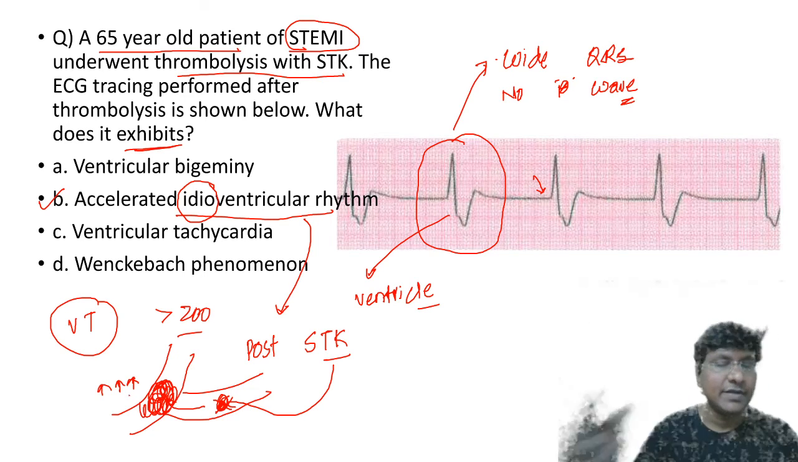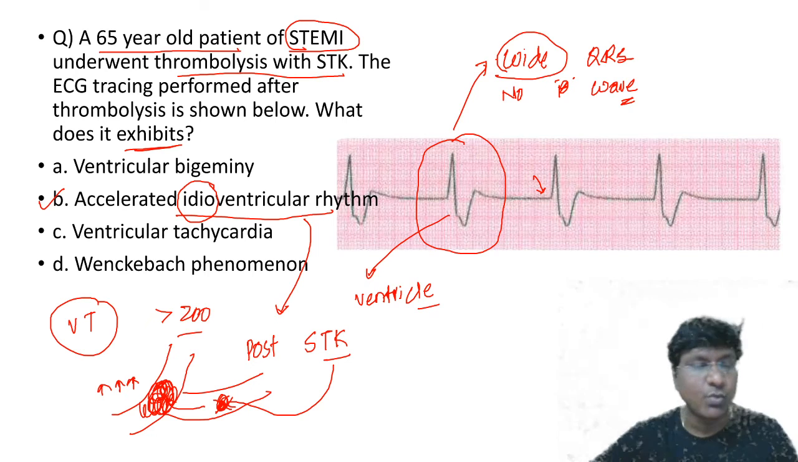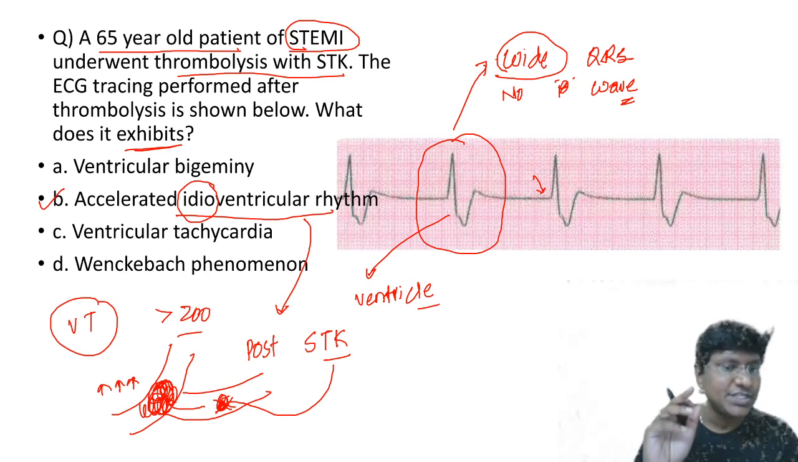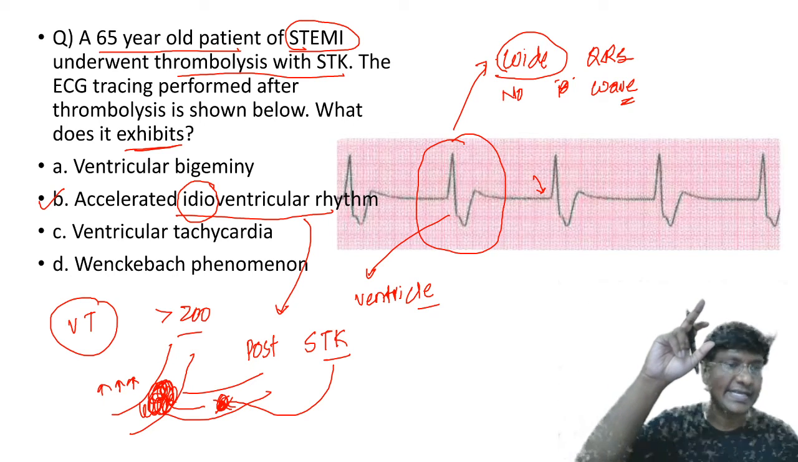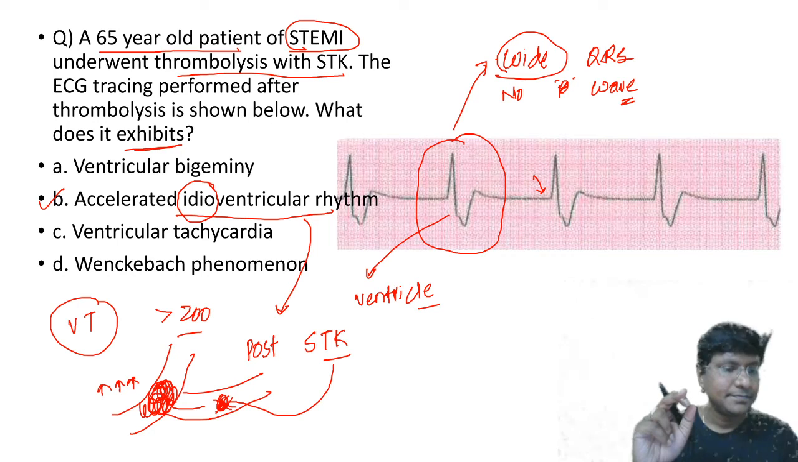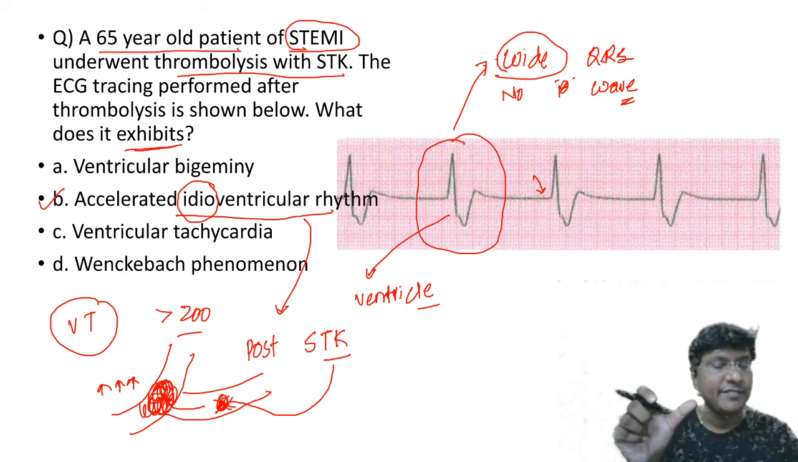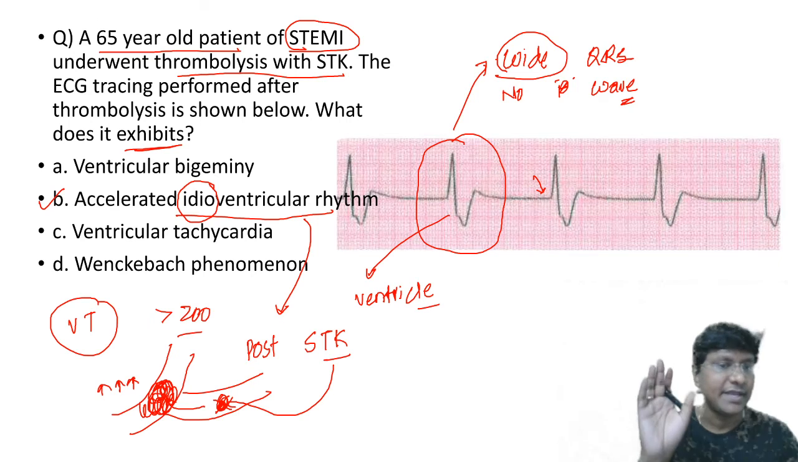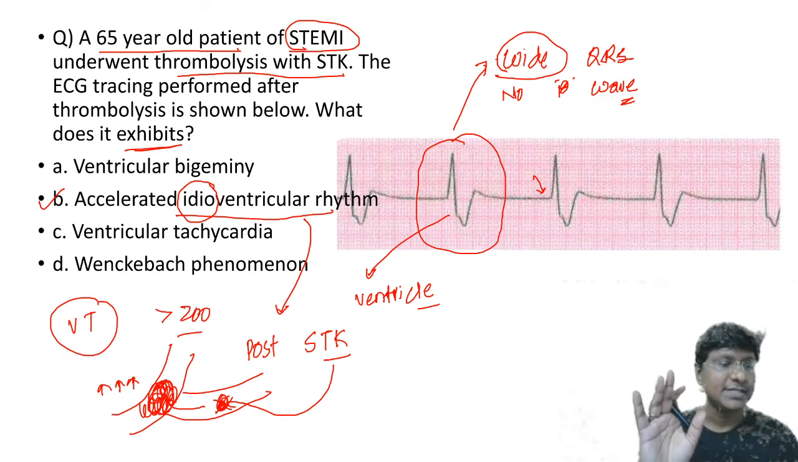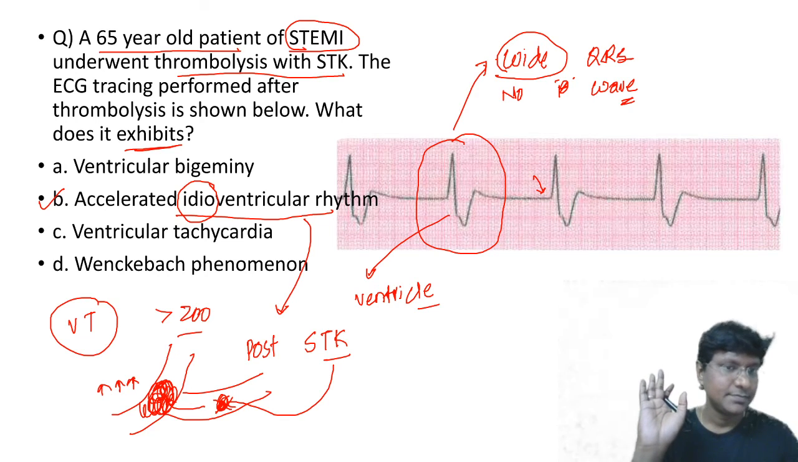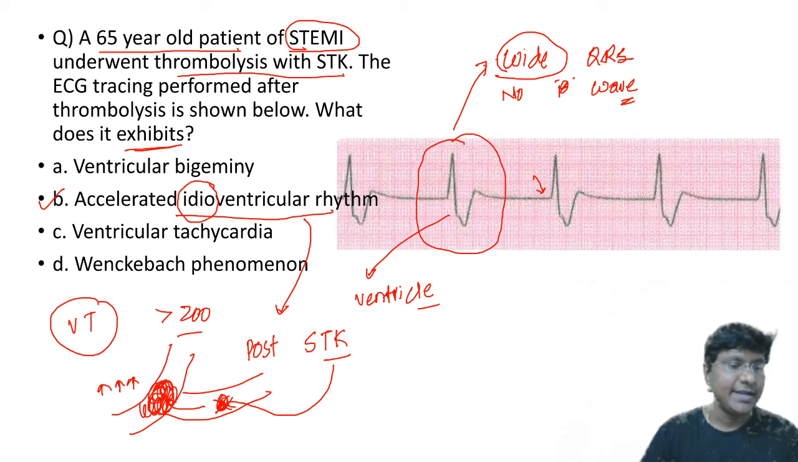And why will you have the wide complexes? There is an explanation for this. The velocity of conduction of the impulse which originates in the ventricle will be very slow compared to that of the impulse which has originated in the SA node. That is the reason why you will have a wide complex in case of AIVR. The concept is very simple: because of slow conduction of impulse which originates in the ventricle. So the answer is AIVR, accelerated idioventricular rhythm.